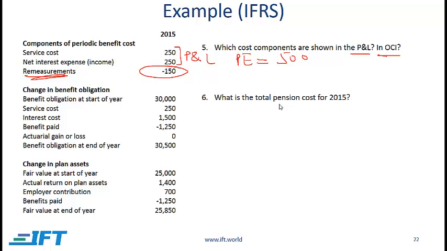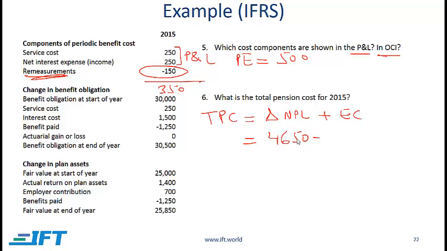What is the total pension cost for 2015? So one way of coming up with this total cost is simply adding up the numbers, and that gives us 350. But I also want to show you the other method. As discussed earlier, the total pension cost for a period is equal to the change in net pension liability plus the employer contribution. The net pension liability at the end of the year is 4650. The net pension liability at the start of the year was 5,000. And then you add the employer contribution, which is shown over here.